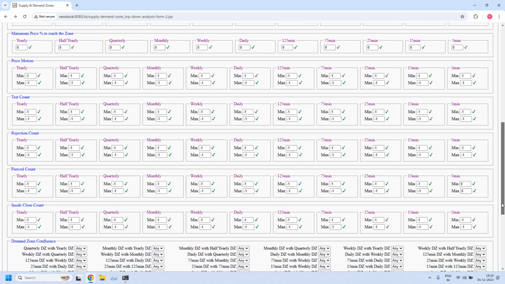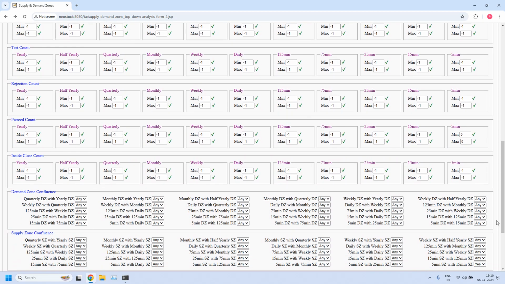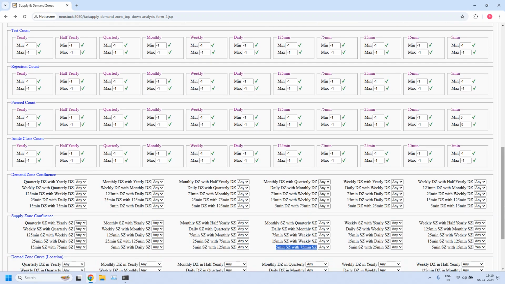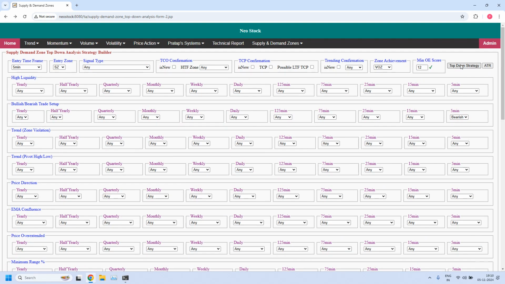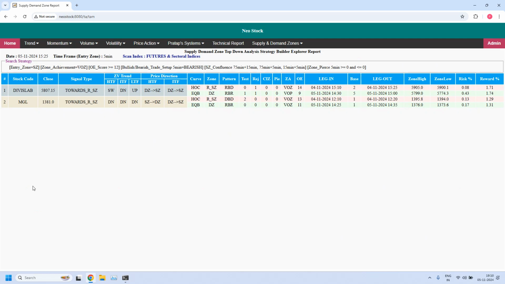HTF is 75 minutes. In the supply zone confluence, three filters we should set. First filter already enabled, 5 minutes with 15 minutes. Next 5 minutes with 75 minute supply zone confluence, I'm enabling that, and 15-minute supply zone with 75-minute supply zone also enabled. With all the three filters, LTF, ITF, HTF confluence, both the stocks are filtered. That means in both these stocks, the 5-minute zone is part of the 15, both together again part of the 75-minute zone. In the 75 minutes, the trend is down for the second stock.